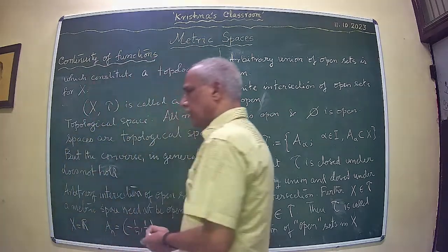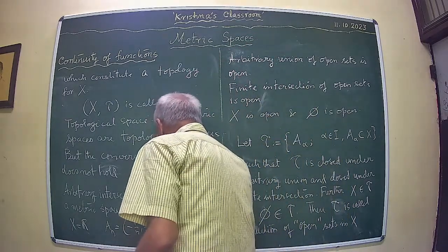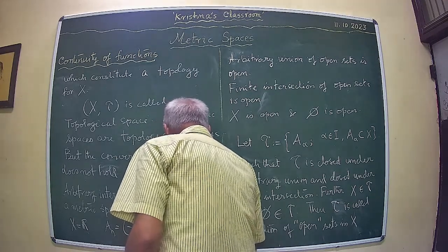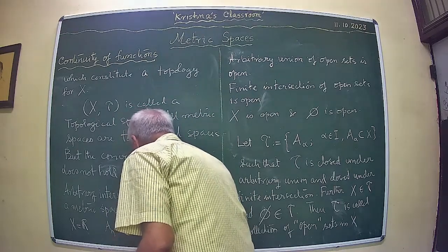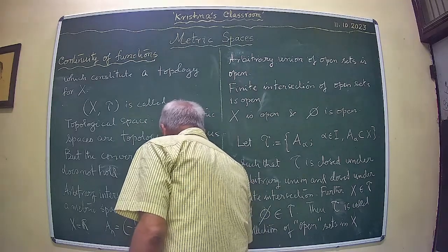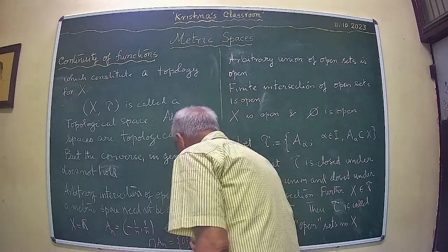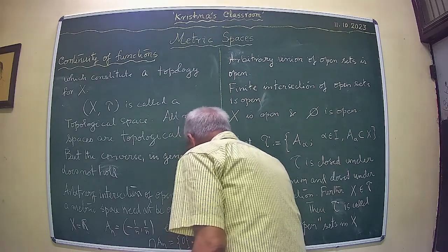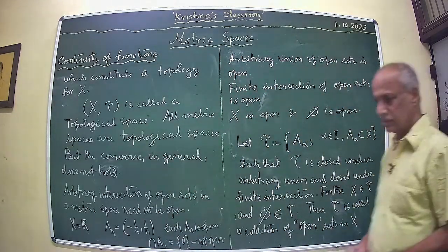This is an arbitrary collection of open sets, each open, but the intersection of the A_n equals the singleton {0}. This is not open. That is why we talk about what are called finite intersections of sets.